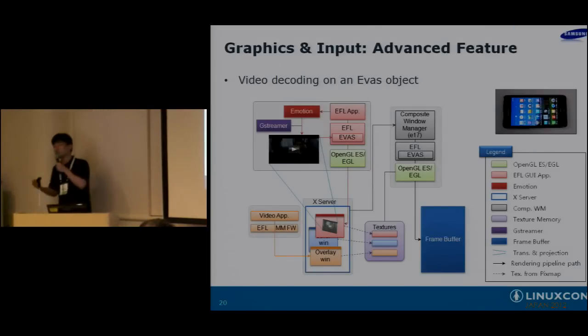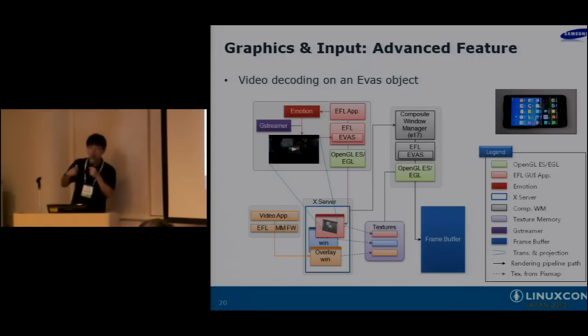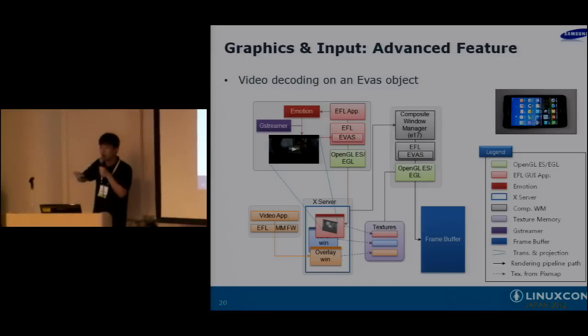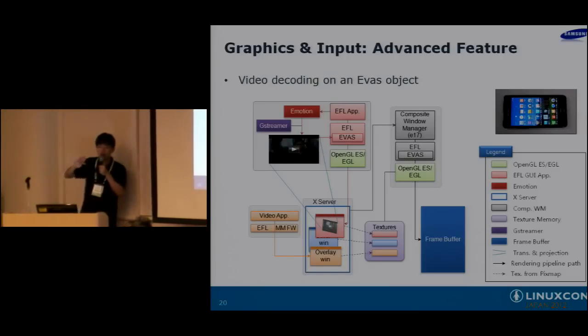So I will show some advanced features of graphics here. Basically, the round blurred white rectangle means process. There is an X server here, and every application is also a client. There are three client applications, and this application is trying to render the video on top of a UI object. So we have Emotion, which supports rendering the video contents on the UI object.